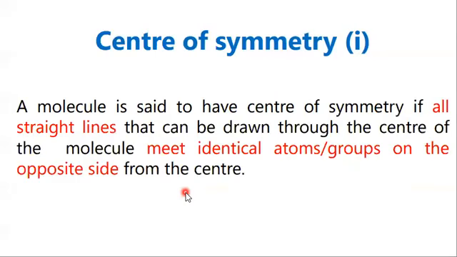Now we will move on to the centrosymmetry, the third one, and the notation is symbol i. A molecule is said to have centrosymmetry if all straight lines that can be drawn through the center of the molecule encounter identical atoms or groups on the opposite side from the center. That is important, that is from the center.